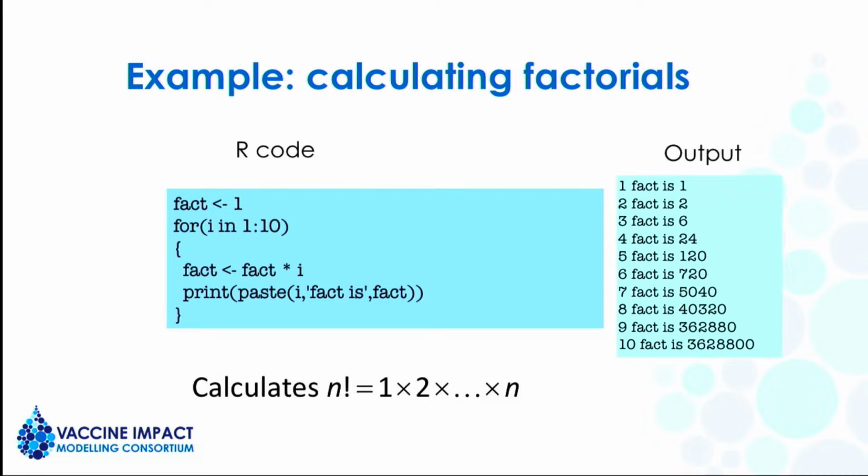Okay? We start by defining a new variable called fact and setting the value to 1. And then we loop over the values 1 to 10, multiplying the value of factorial by i, and then assigning it back to factorial.